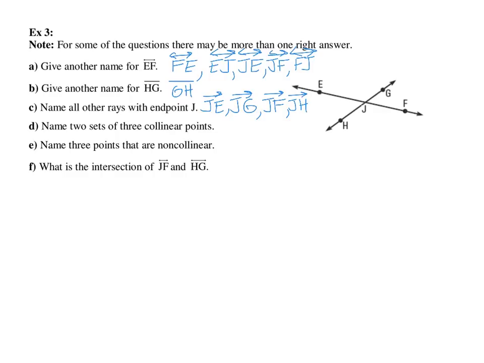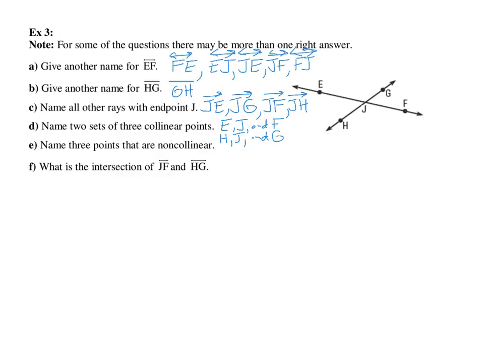Now name 2 sets of 3 collinear points. Collinear means they're on the same line, so we could have E, J, and F. And then we could also have H, J, and G. Those are collinear.